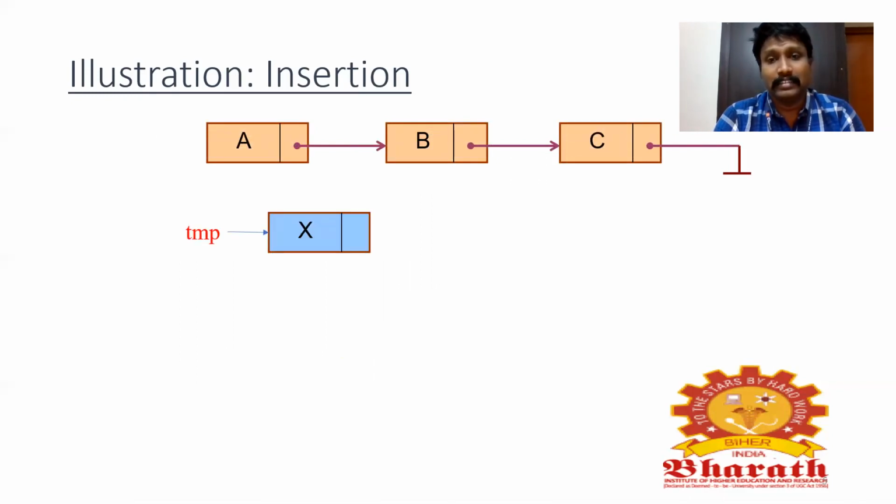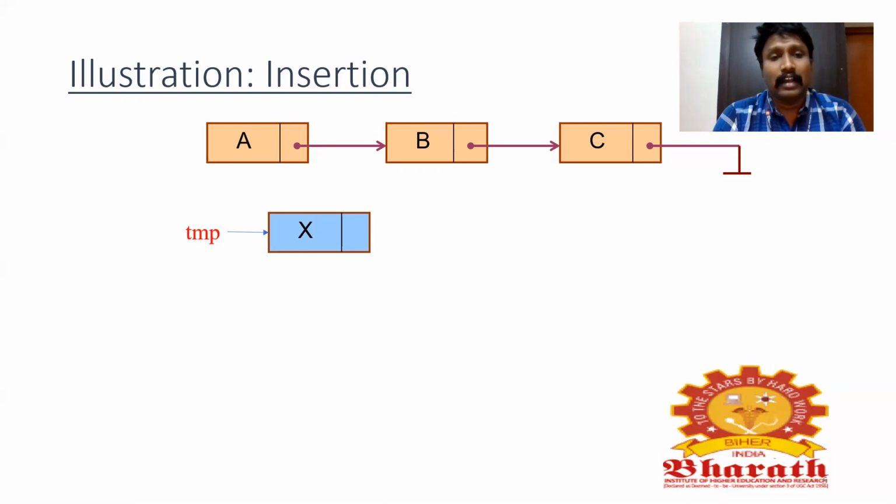As you can see, this is the whole list which has 3 different nodes in it. Here this X, the temporary element, will be considered as the new element. This new element has to be inserted between A and B. As I said earlier, what is the use of the pointer? This pointer will be storing the address of the next element, the successor element. So through this pointer, the traversal will be done.